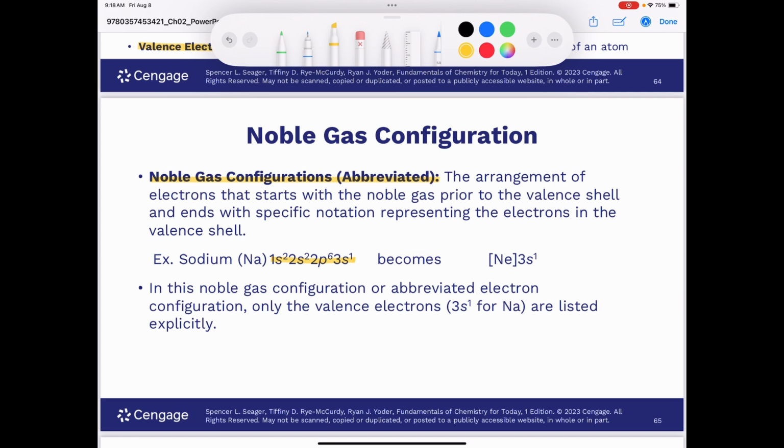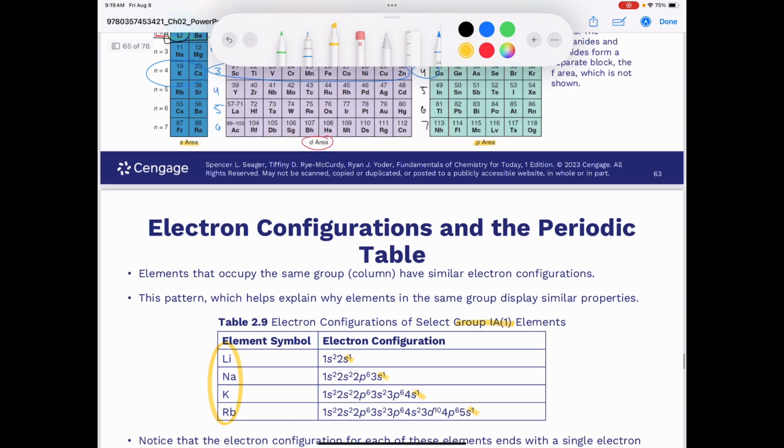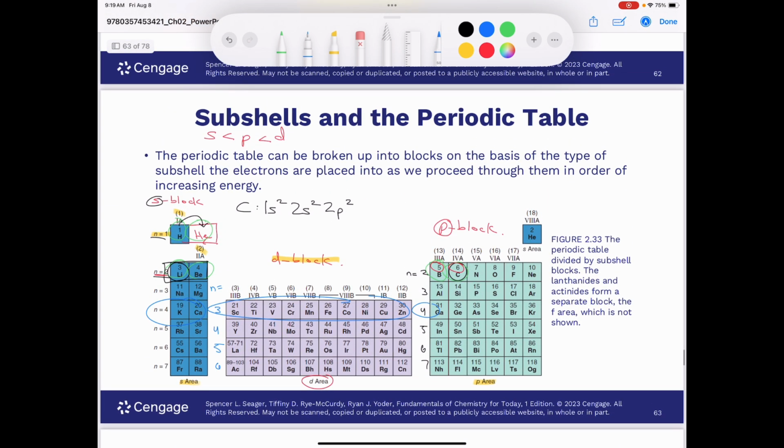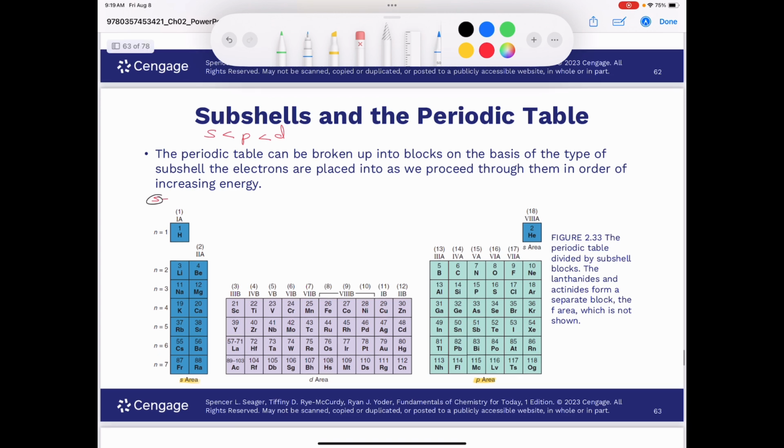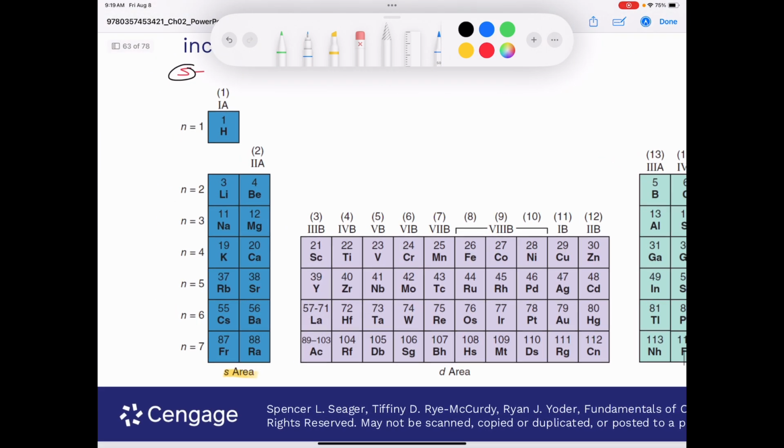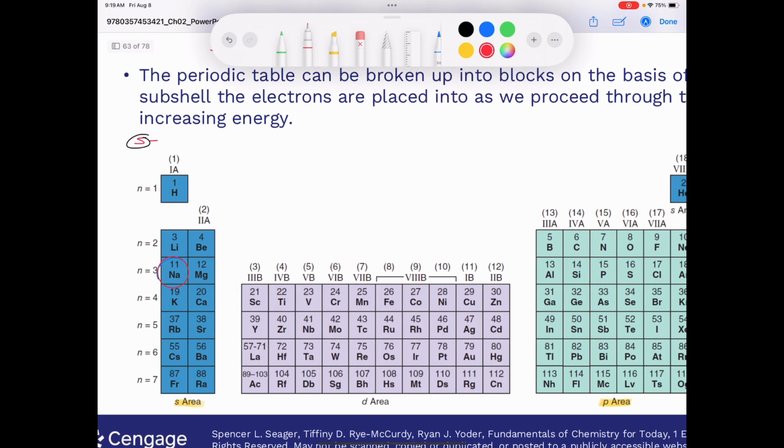What you do is you look for the noble gas that precedes the element. Precedes means comes before. So let's go up to sodium. A lot of jumping around here. Maybe I should clear some of my table here. Okay, so if I look at sodium, sodium is here, element number 11. So sodium has 11 electrons, right?